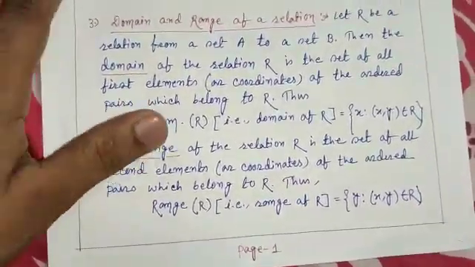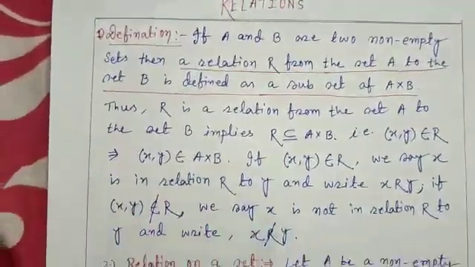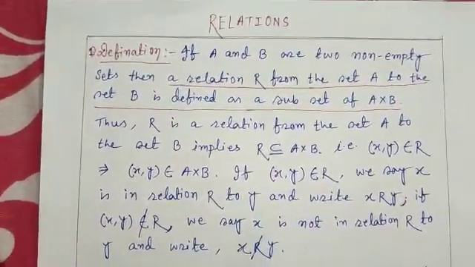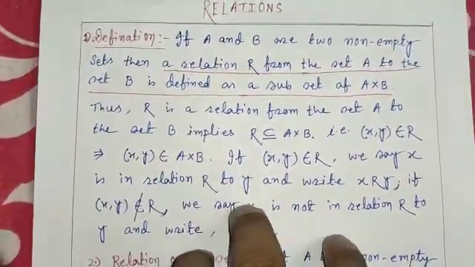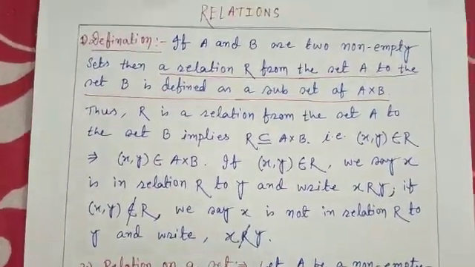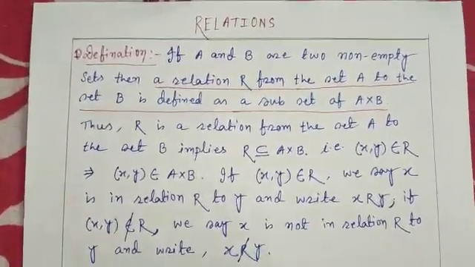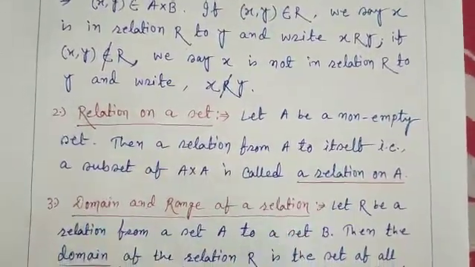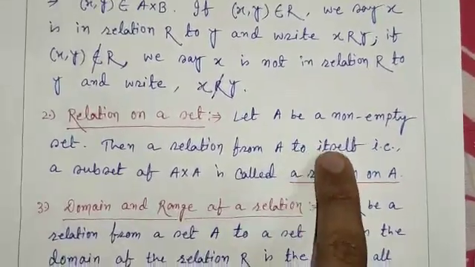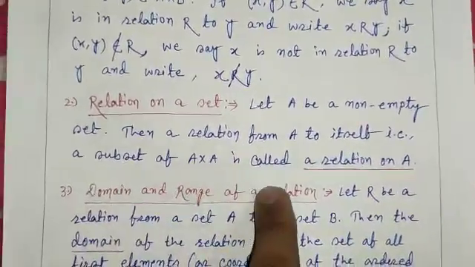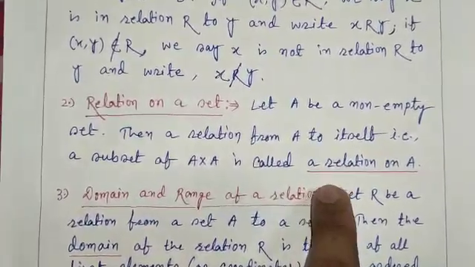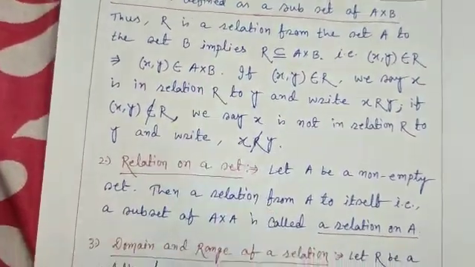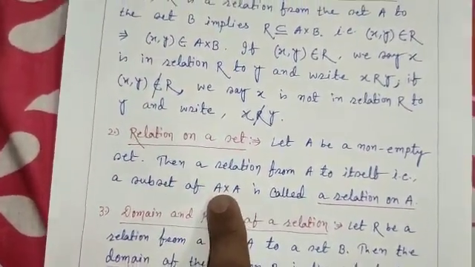So what have we learned from here? We have learned that a relation is possible from one set to another set, that is from A to B. In that case, any relation will be a subset of the Cartesian product A cross B. And if the relation is on the same set, that means A to A, then it will be a subset of A cross A. Here it is A cross B because two different sets are there, and since it is for the same set, it is A cross A.